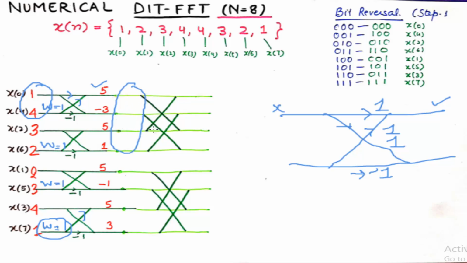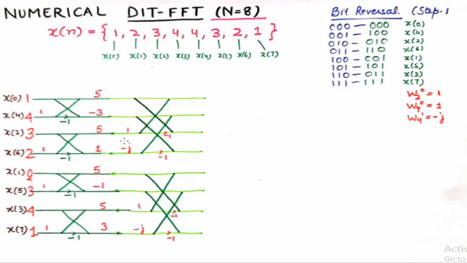The next 2 will be sent along with the weights. So you need weights here. And what are those 2 weights? Those 2 weights are 1 and -j. So the first stage weights are 1. The second stage weights are 1 and -j. So you put a 1 and -j here in the first group, and 1 and -j here in the second group. And rest everything is simple.